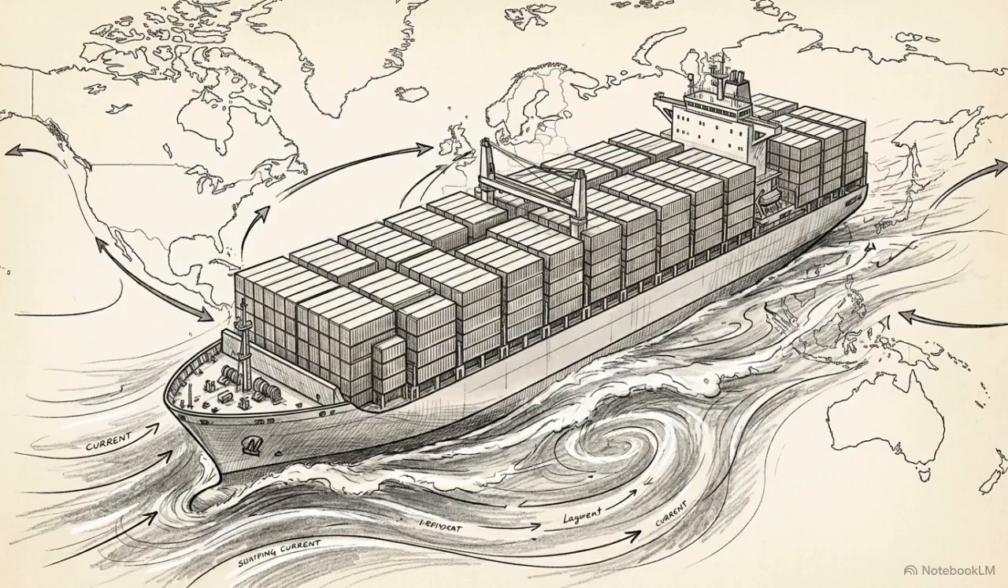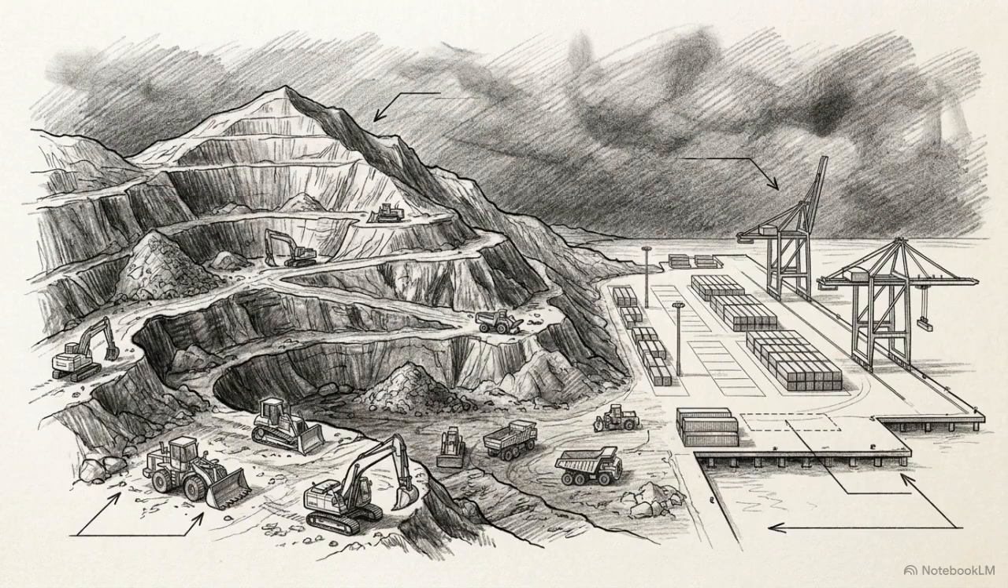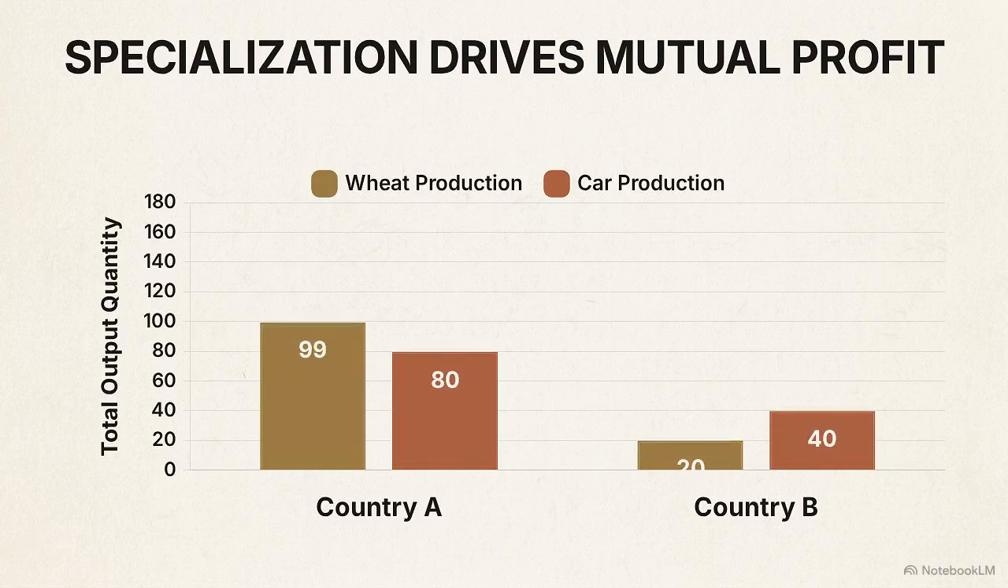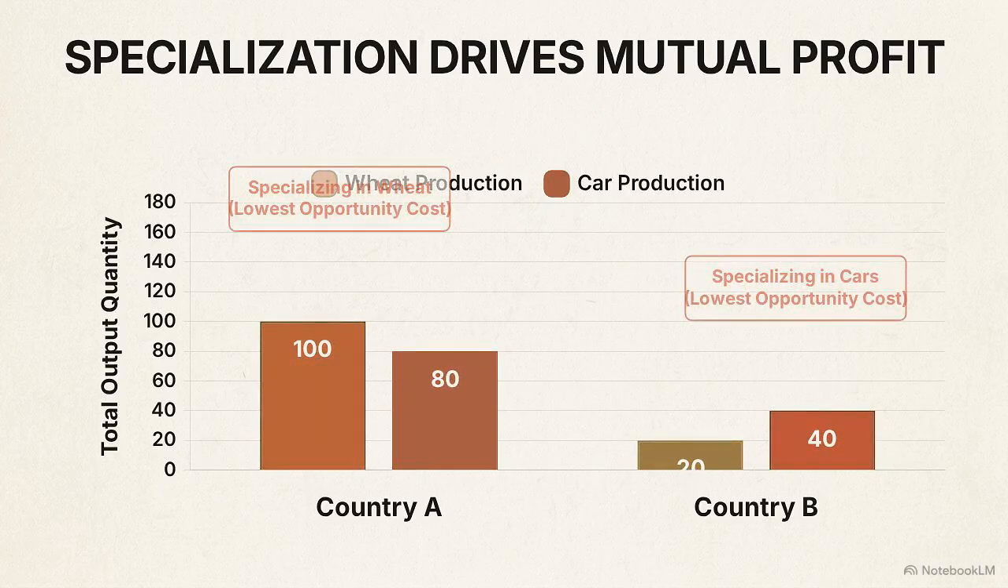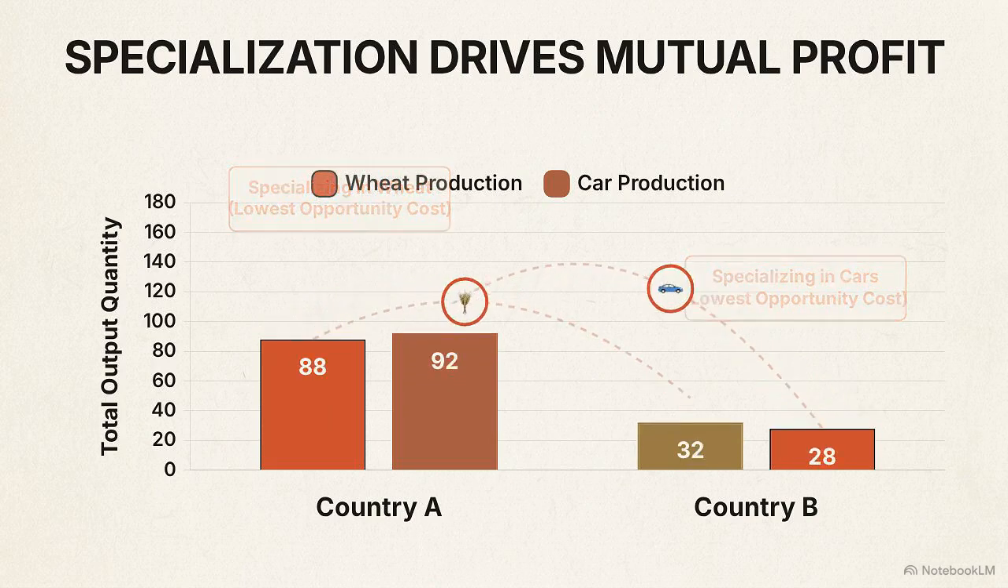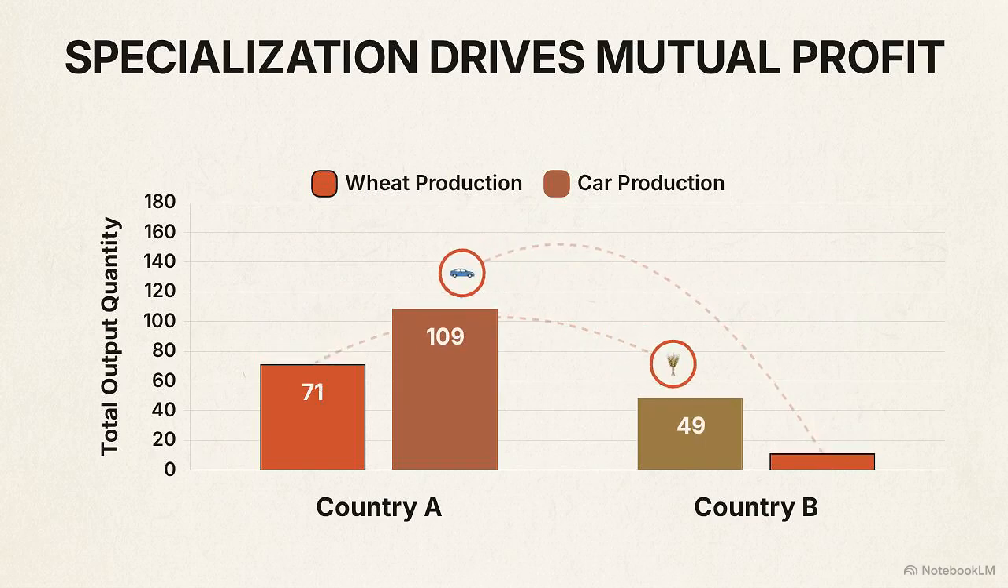The final stage of expansion is international trade. This offers access to new markets and foreign capital, but it also introduces risks related to political dependence and the depletion of a nation's natural resources. Nations trade based on the theories of absolute and comparative advantage. Even if one country is better at producing everything, both nations can still profit by specializing in what they produce with the lowest opportunity cost and then trading for the rest.